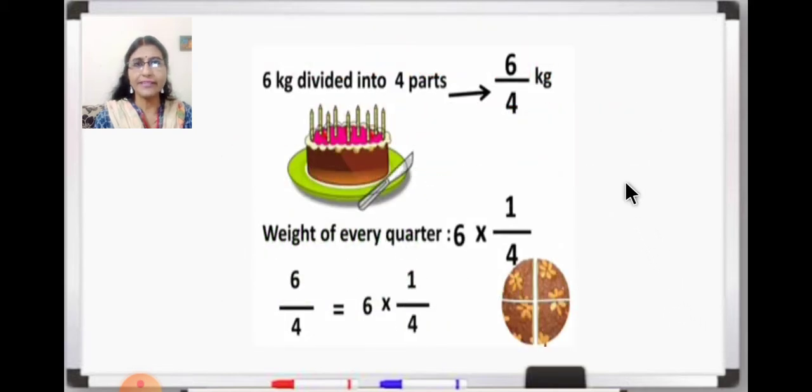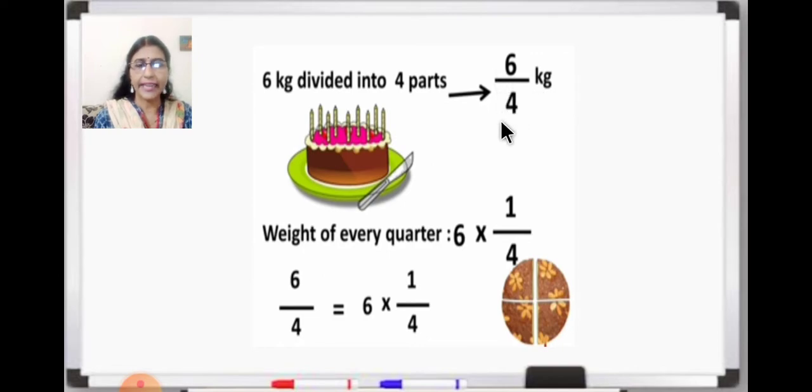Children, you have learned division of integers. Now let us take an example. Suppose you have 6 kg cake and you want to divide it into 4 equal parts or 4 equal pieces, or you can say 4 quarters. Then what will be the weight of each part? The weight of each part will be 6 upon 4 kg.